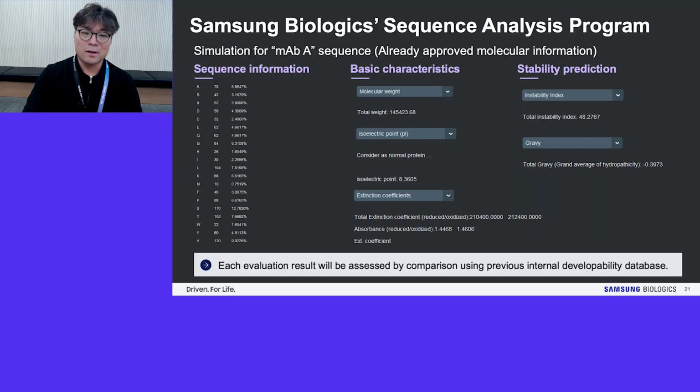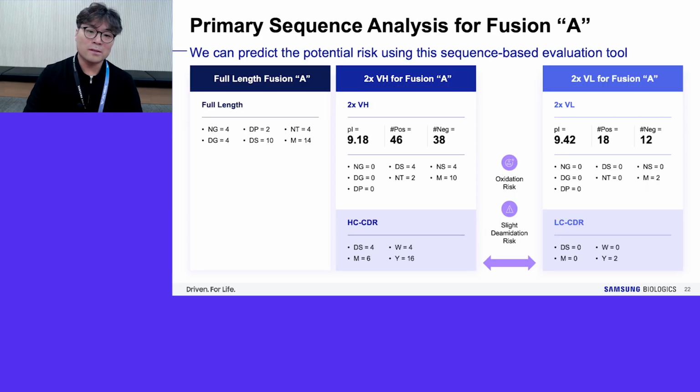This is an example of this program's operation. I analyzed a sequence of a molecule which is already commercialized. As you see, our own program can analyze all basic information like PI, EC value, stability prediction parameters, and also sequence information.